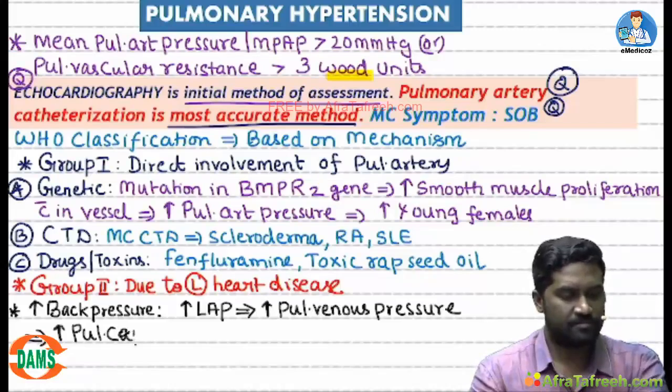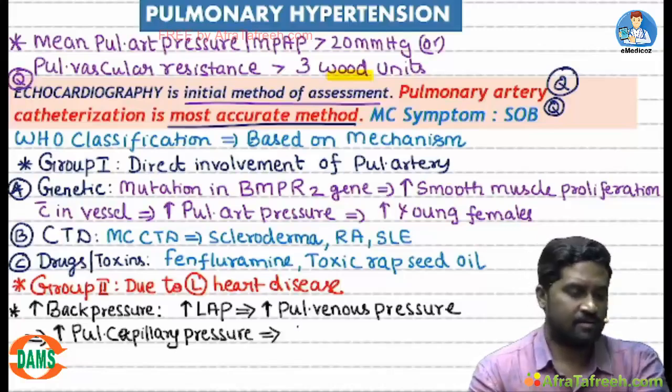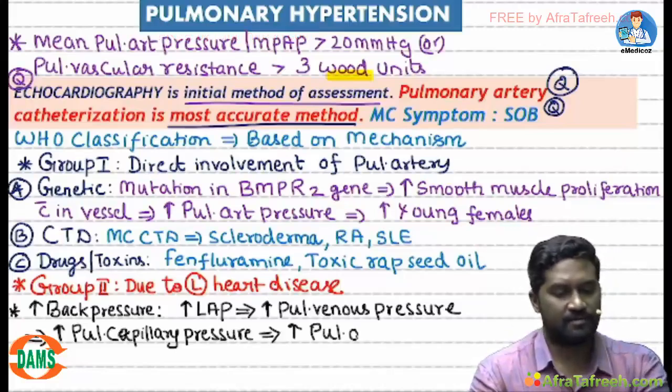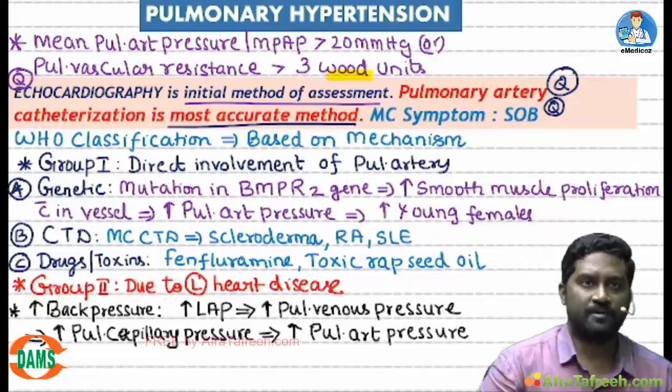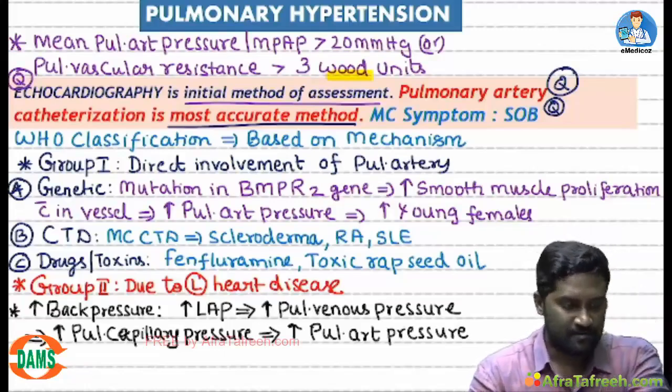Increased pulmonary capillary pressure can result in increased pulmonary arterial pressure. And the point to remember here, students, is that this is due to left heart disease.